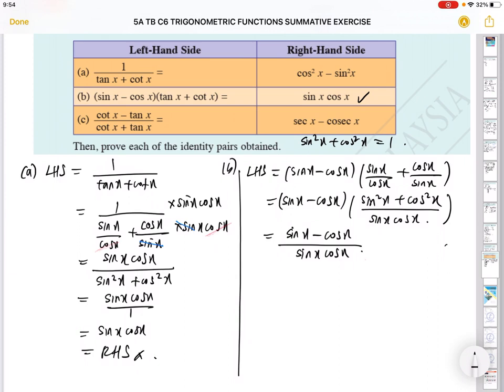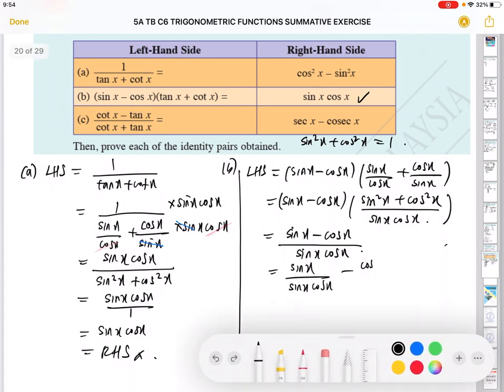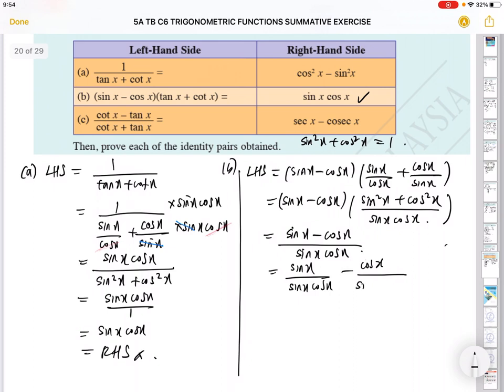Sorry. So yeah, sine and sine can cancel. 1 over cos. Cos and cos can cancel. 1 over sine. And what is 1 over cos? 1 over cos is secant. 1 over sine is cosecant. And this is the same as my right hand side here. Secant x minus cosecant x.